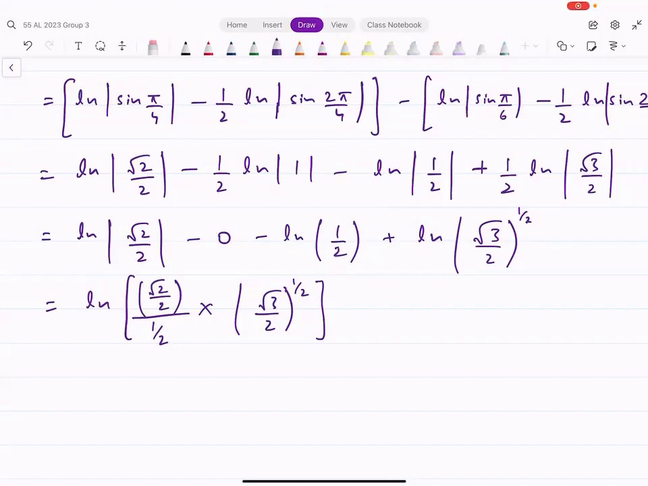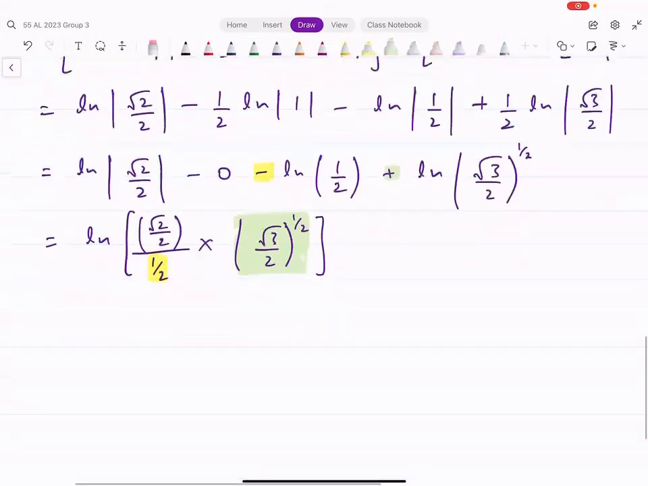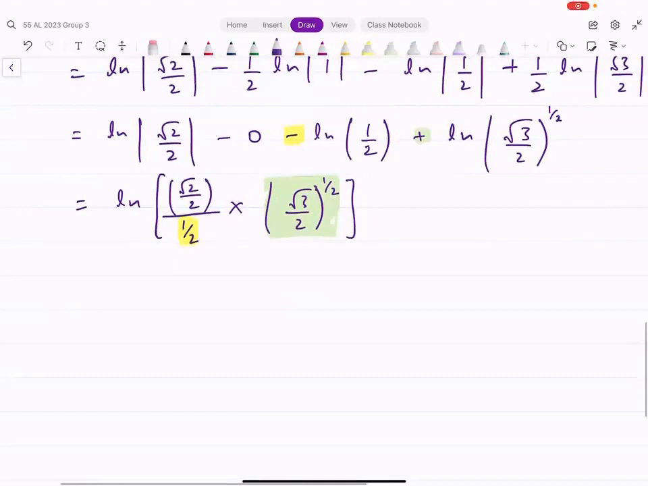लॉग रूल अप्लाई कर दिया, ये माइनस हो रहा था, ये डिनोमिनेटर में चला गया, ये प्लस हो रहा था, ये यहाँ पे आके पूरा ये मल्टीप्लाई हो गया. ठीक है, जब लॉग के बाहर एडिशन हो रही होती है, लॉग के अंदर मल्टीप्लिकेशन हो जाती है, जब लॉग के बाहर सब्ट्रैक्शन हो रही होती है, लॉग के अंदर डिवीजन हो जाती है. राइट, वो रूल यूज किया. And now we try to simplify this.